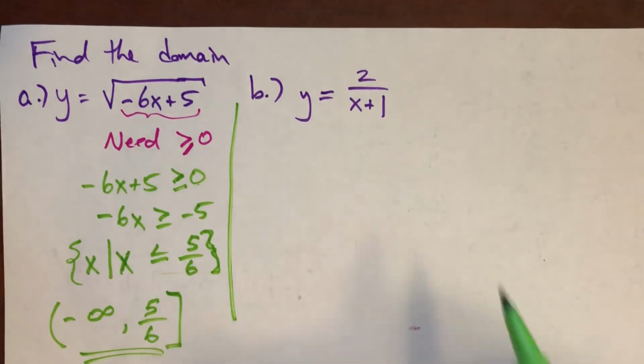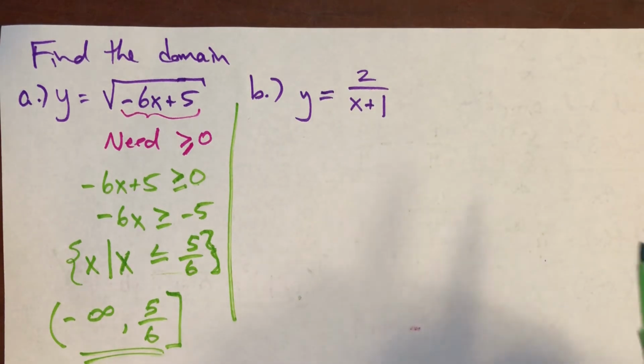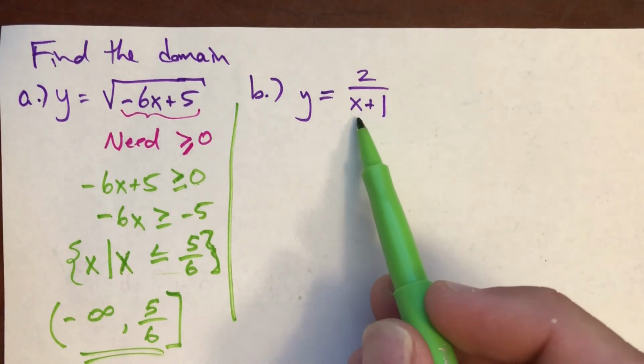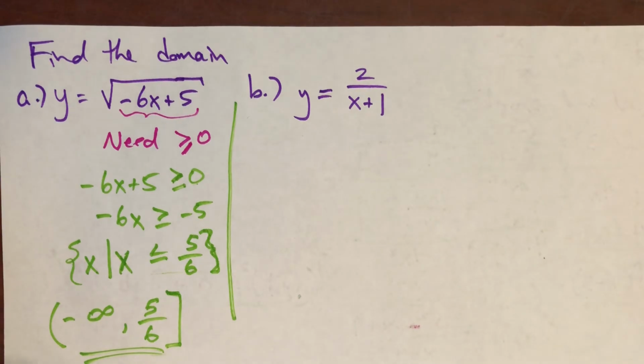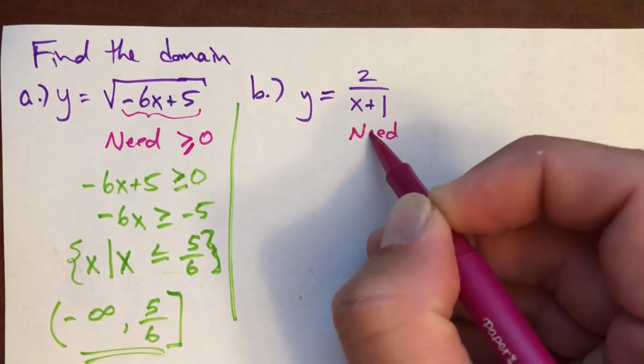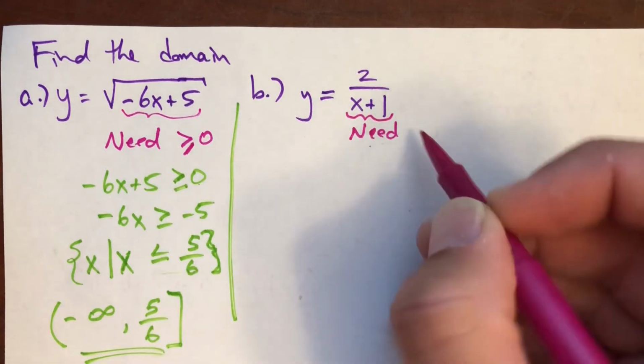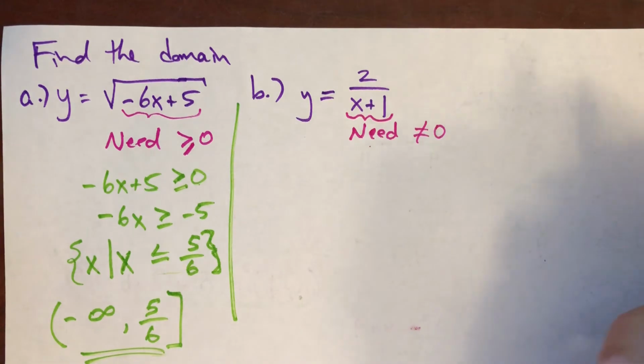All right, so let's look at this one. We've got a rational here. So when we have fractions, the big no-no with fractions is that we can't divide by 0. So with this, we'll just do it just like the other one, right? So we need this not to be 0.